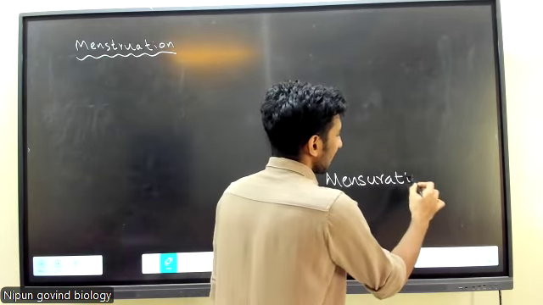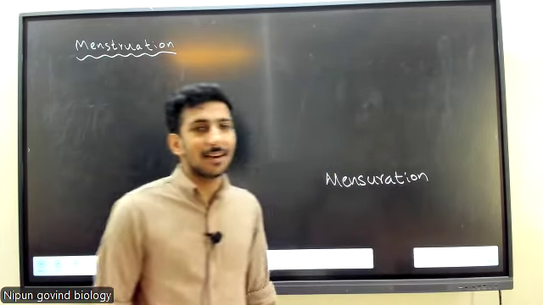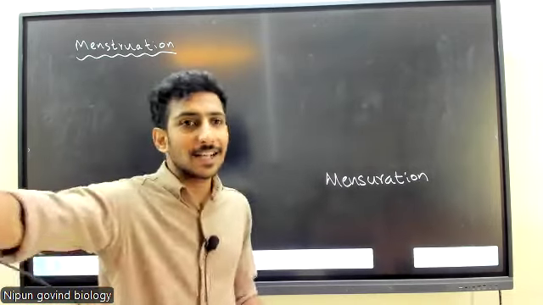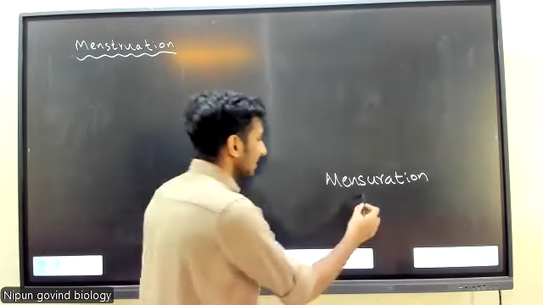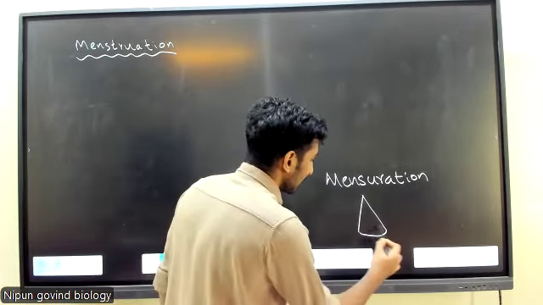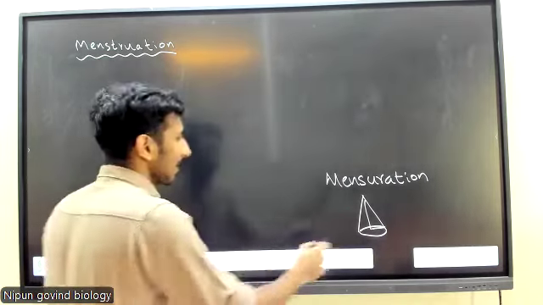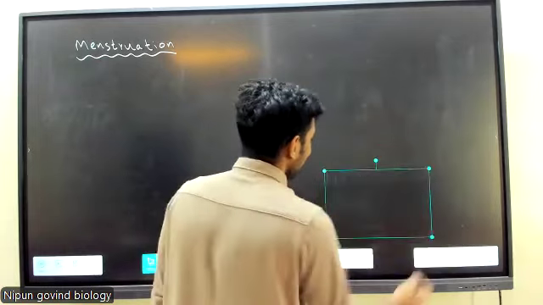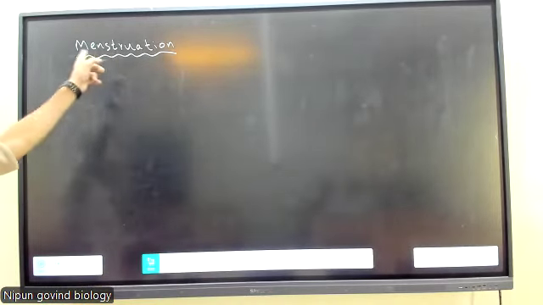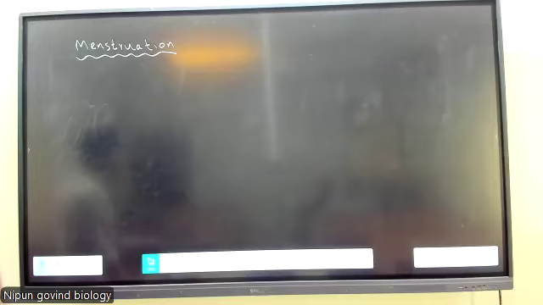Mensuration means the area, volume, that kind of things. Have you studied something like this in mathematics? That kind of thing comes under mensuration. But there's a T here: menstruation, or the menstrual cycle. Okay, let's study what this is.